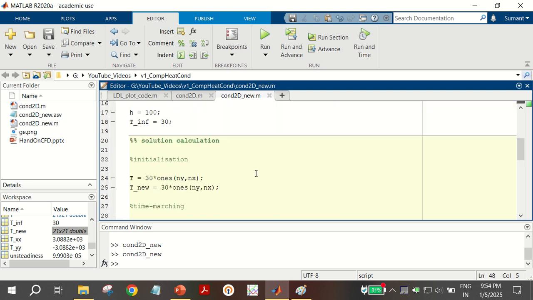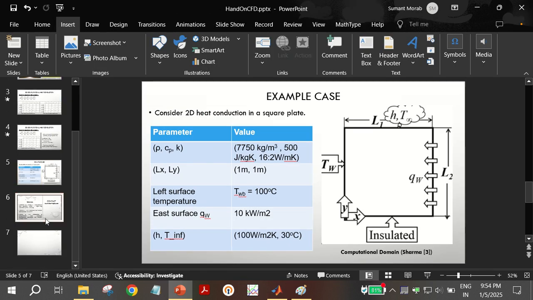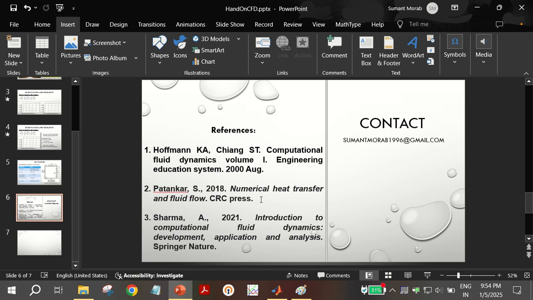I'll maybe attach this code also along with this video. You can go through it, but first try to work on your own. If you have any doubts, you can refer to this code. And coming to the last part, that is the references. These are the three main references which I would suggest for anyone, even for a beginner or someone who is already into CFD, for development purpose. This is purely for development purpose.